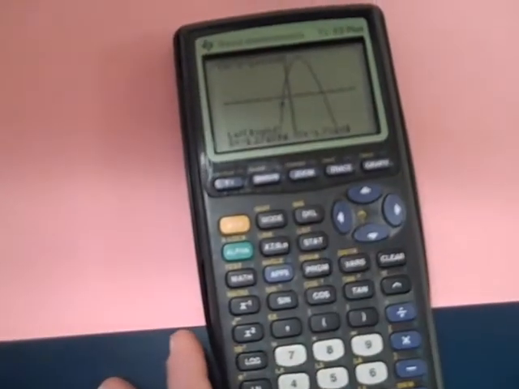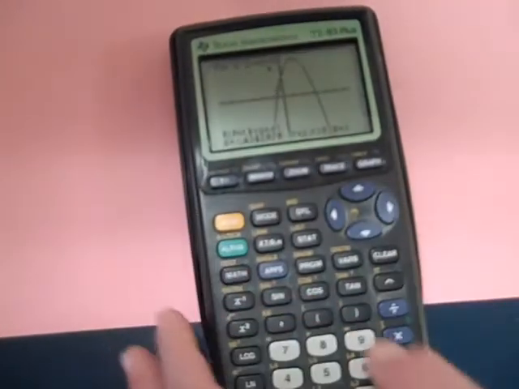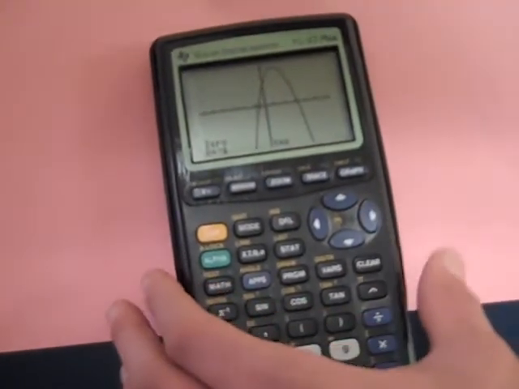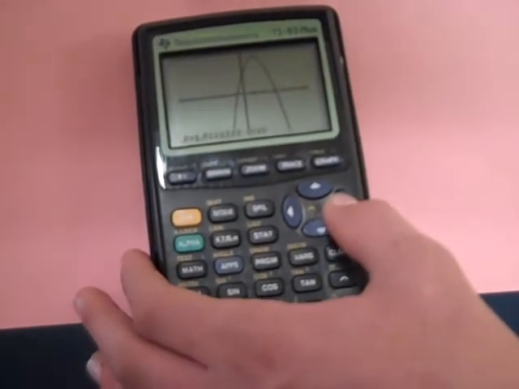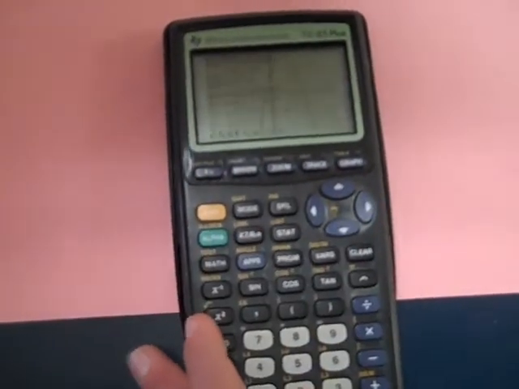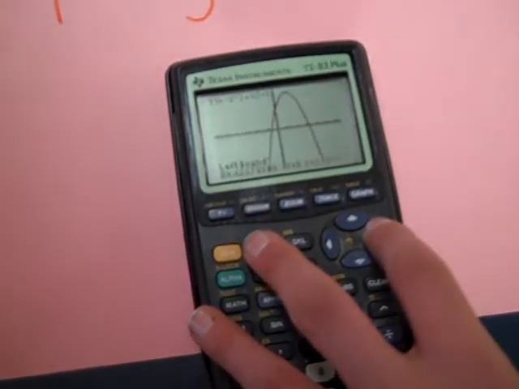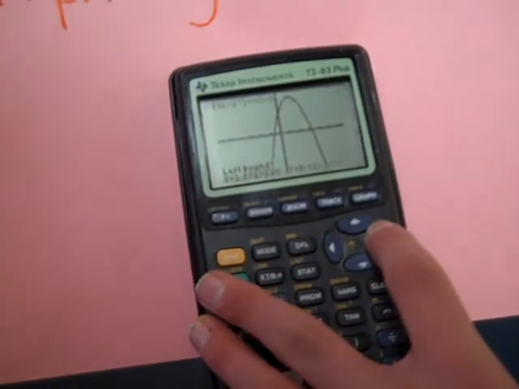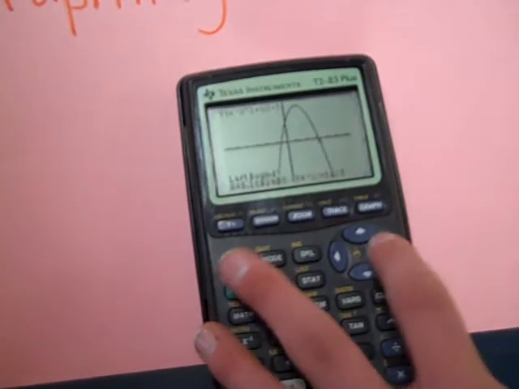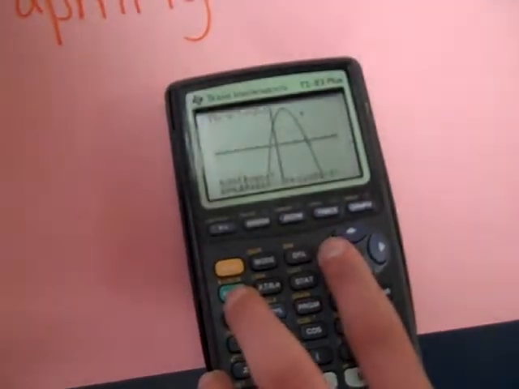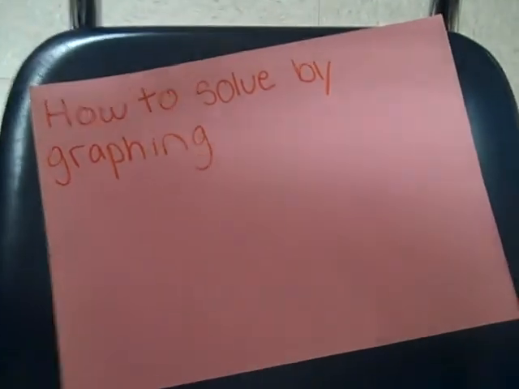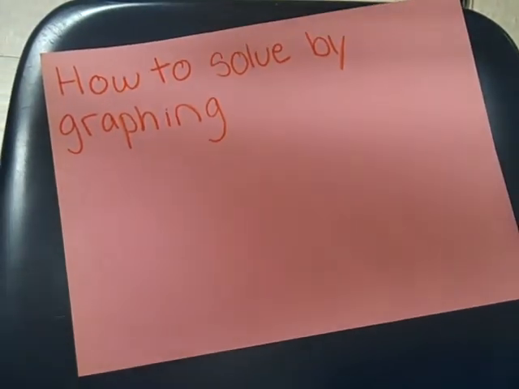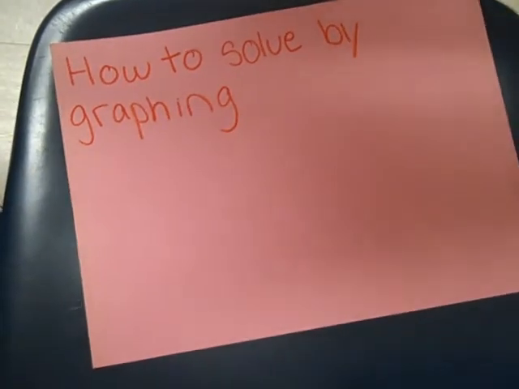The zeros for this example are going to be negative 1 and 5. After you've done both of your x's, you have now solved your quadratic equation.